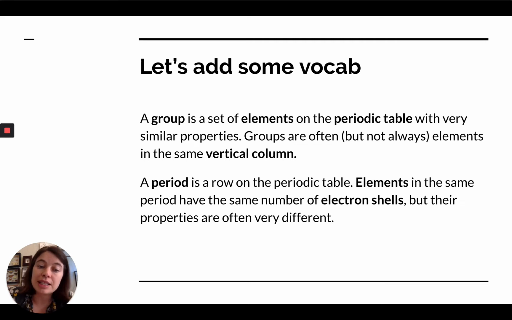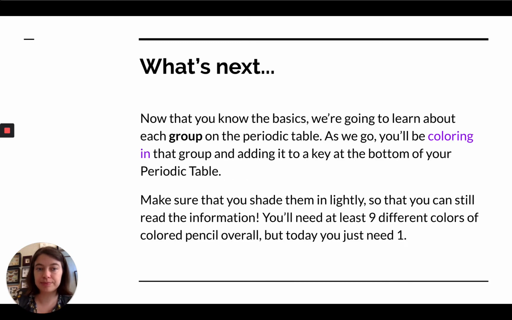Now, elements in the same period will have the same number of electron shells. Remember those circular rings that we put electrons into. But oftentimes, just because you're in the same period does not mean that you'll have similar properties at all. Elements in the same period can have completely different properties. But elements in the same vertical column, the same group, will oftentimes have very similar properties.